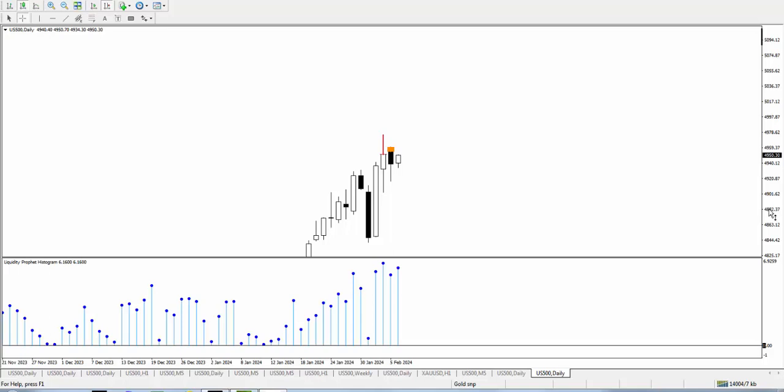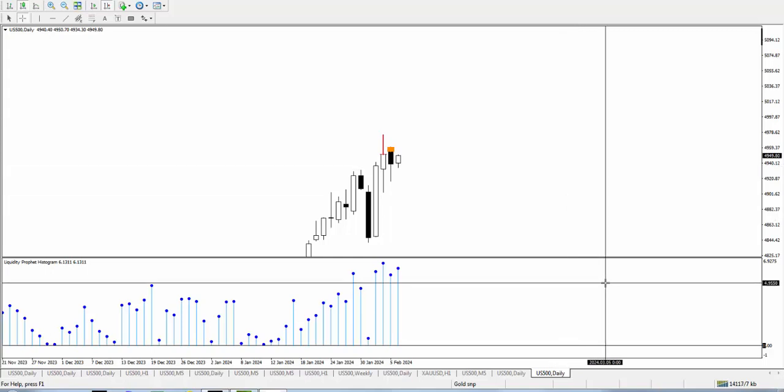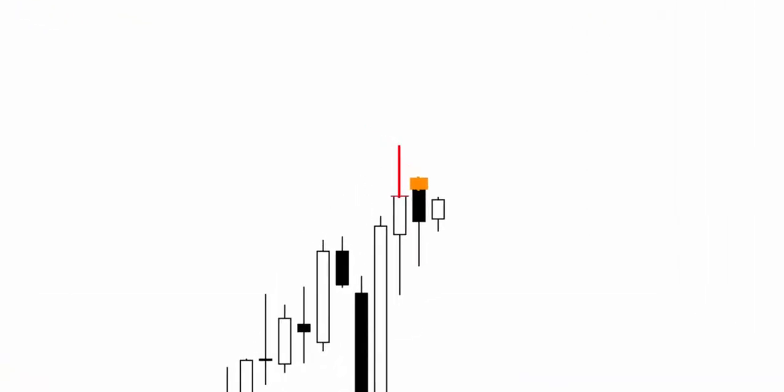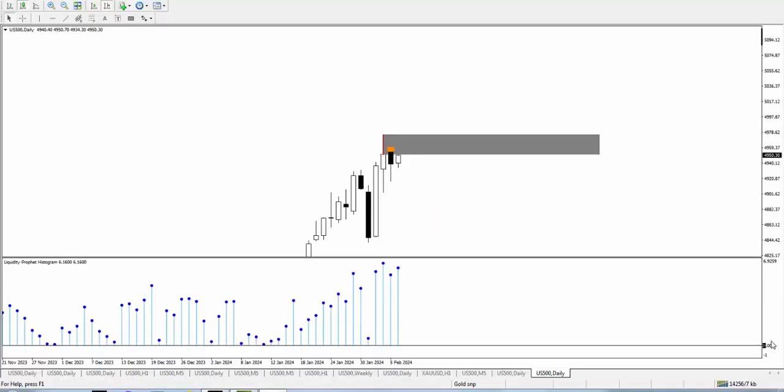So once we know that, we can begin with actually marking out our daily levels. Now, the liquidity indicator actually colors the part of the candle with the highest level of liquidity. So you can see here that we have a little red bar at the top of that candle and a little block of orange. So what I'm going to do is mark those two levels with a block. Now we've got that area of liquidity marked, we can simply go down to the H4 chart.